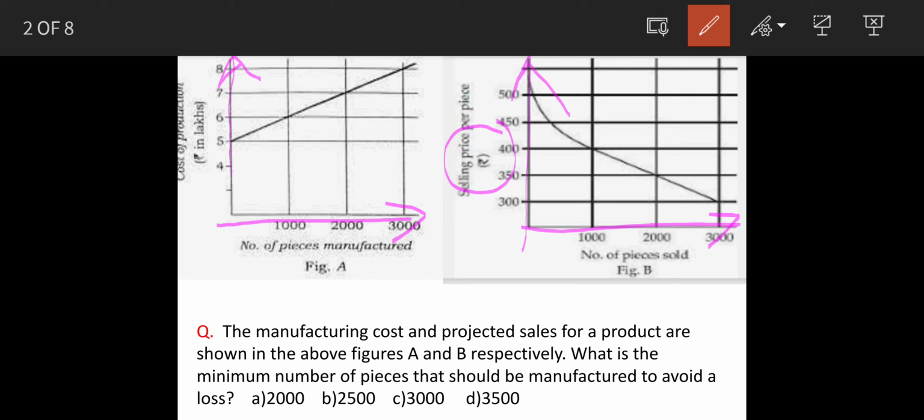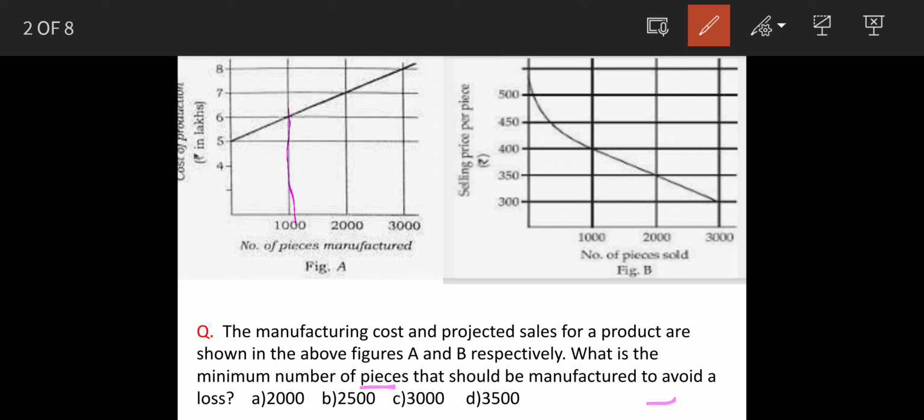So the question further says, what is the minimum number of pieces that should be manufactured to avoid a loss. So we'll see the solution. Now in graph type questions, we can go for a very long solution, but generally time is restricted to 2 minutes only. So I'll give you a quick solution.